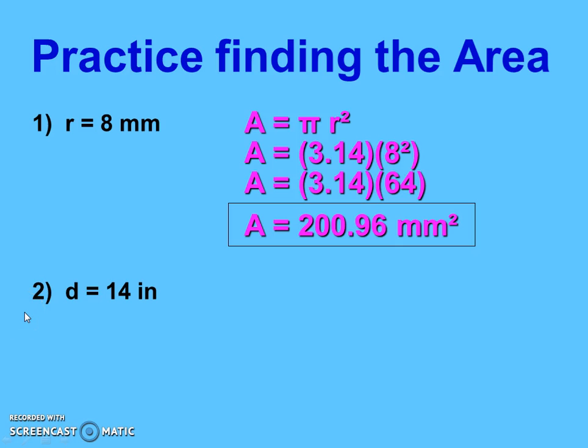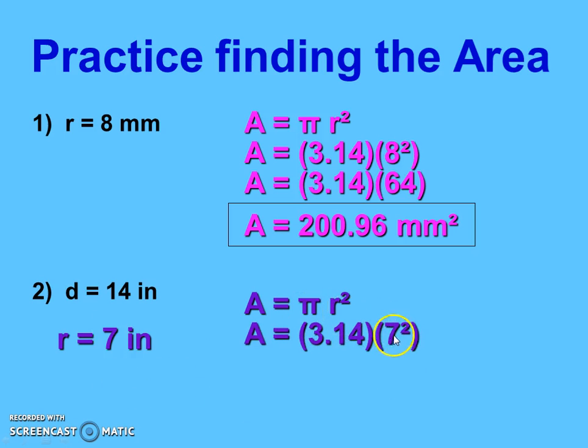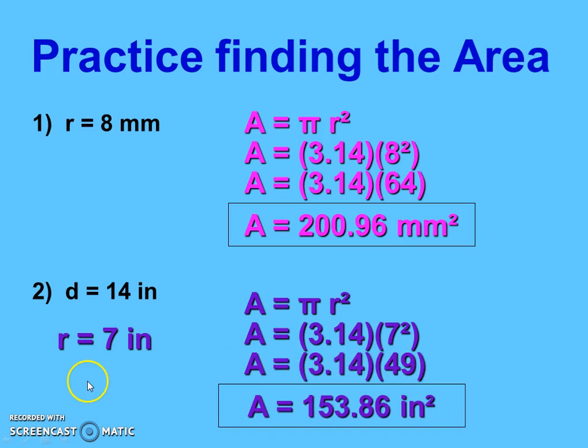All right, number 2, I have a diameter of 14 inches. This is not going to be helpful for me in my formula. Remember, the formula has to use the radius. If all the way across the circle is 14 inches, then halfway across the circle would be 7 inches. So our radius is 7 inches. It's a good idea to write that down and state what you're going to be plugging in. My formula, area equals pi r squared, plugging in 3.14 and then 7 squared. 7 squared is 49, and when I multiply 49 times 3.14, I get an area of 153.86 square inches.